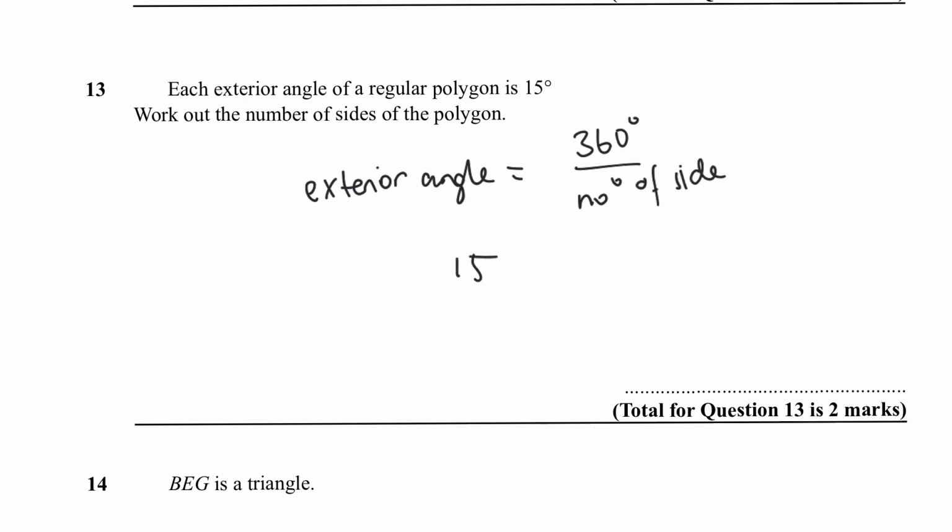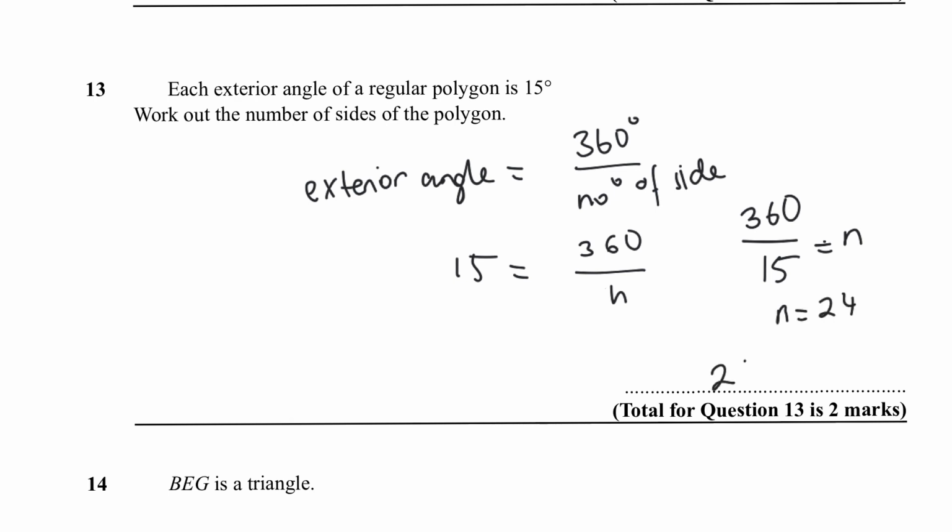So we know the exterior angle is 15, so it'll be 15 is equal to 360 divided by n, which I'm calling n, the number of sides. So to work out the number of sides, rearrange this. So it'll be 360 divided by 15 is equal to n. And in your calculator, that should leave you with an answer of 24. So this shape has 24 sides.